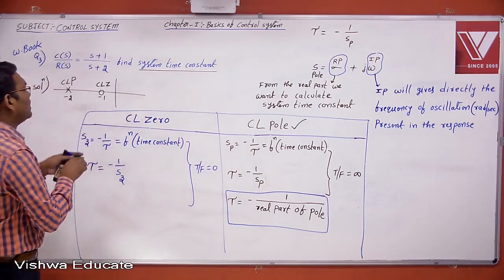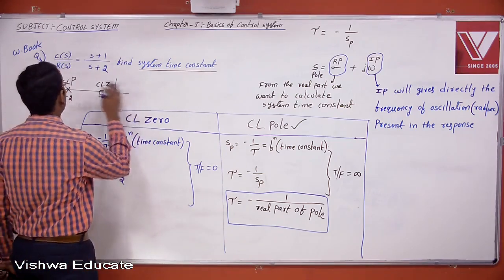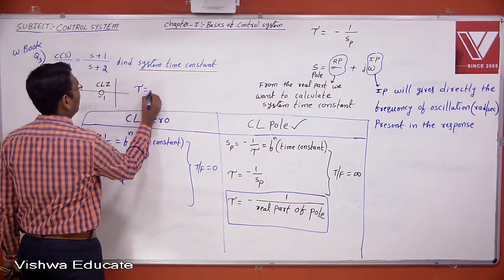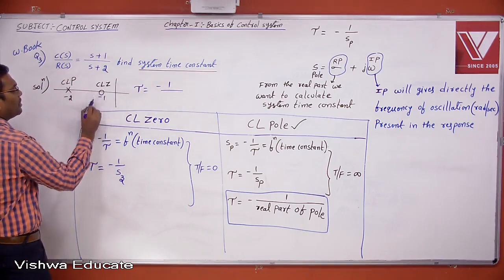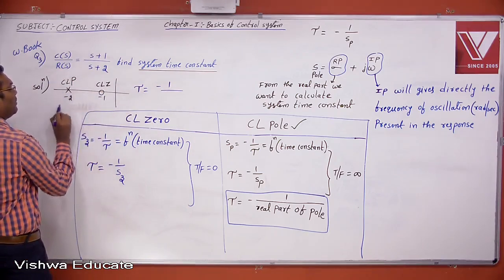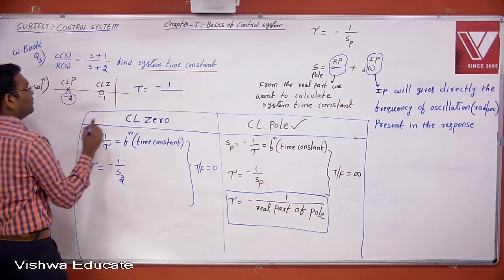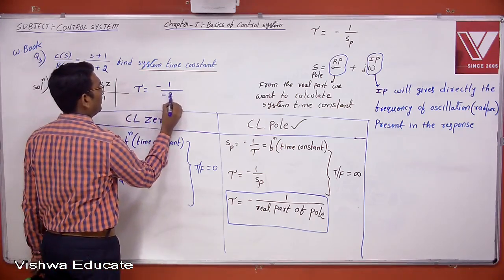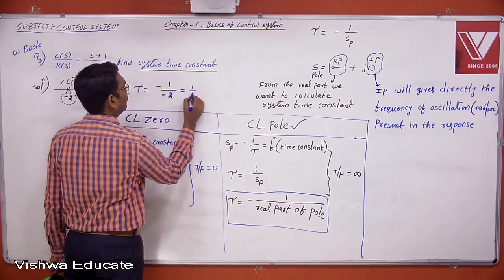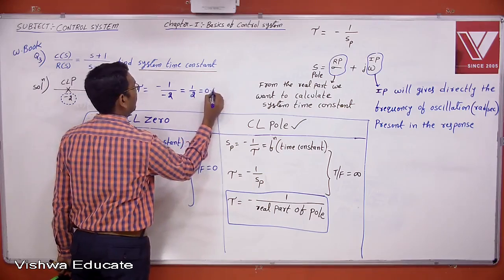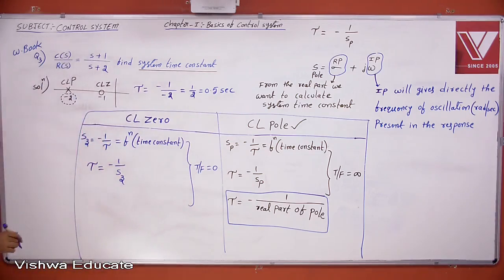Now here is the question. What is the system time constant? The solution is the negative of the reciprocal of the real part of the pole. What is the real part of the pole? This is on the real axis. Therefore, the real part of the pole is -2. The minus cancels, which is equal to 1/2, which is equal to 0.5 seconds. This is the solution for this particular question.